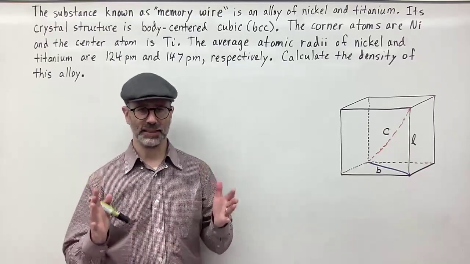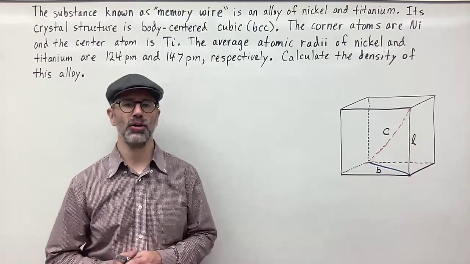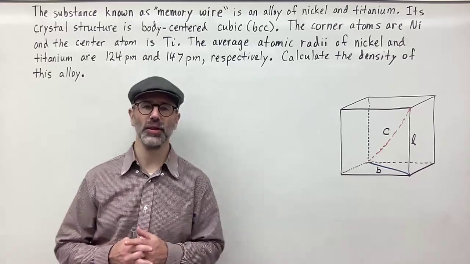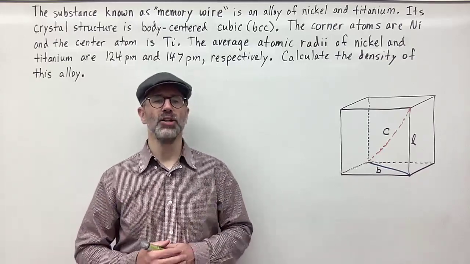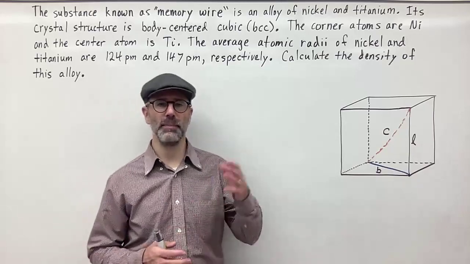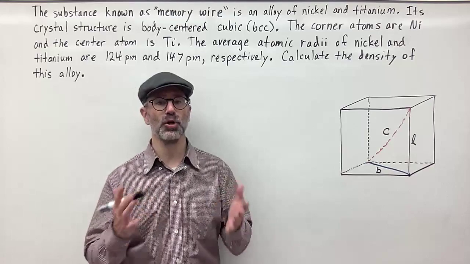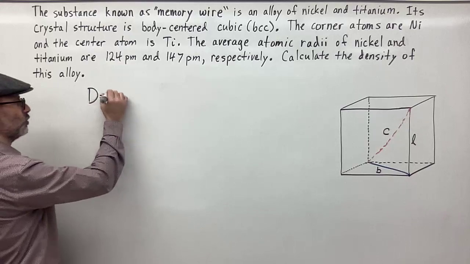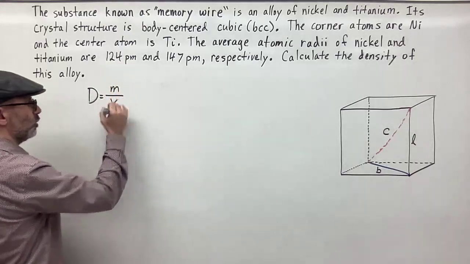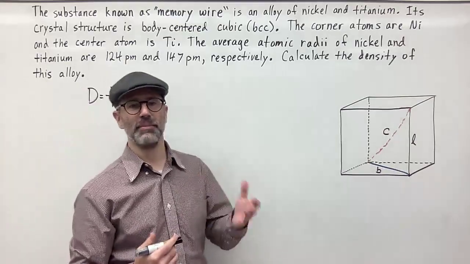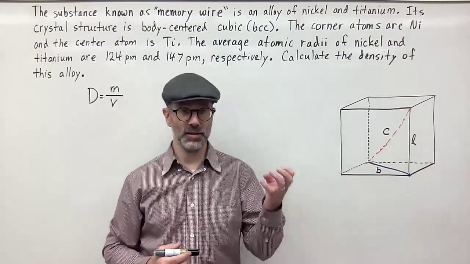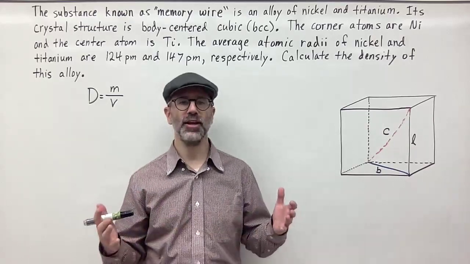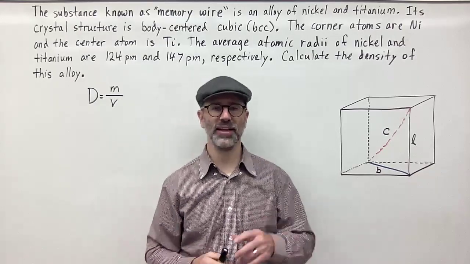Okay, so let's get into this. The first thing we want to do is remind ourselves what density is and what it means. Density is a relationship between the mass and the volume. It's the amount of mass per volume. So if we write that down, density is equal to the mass over the volume. All we need to do is find the mass of this substance, find the volume, and then divide. Easier said than done. Let's go ahead and try this.